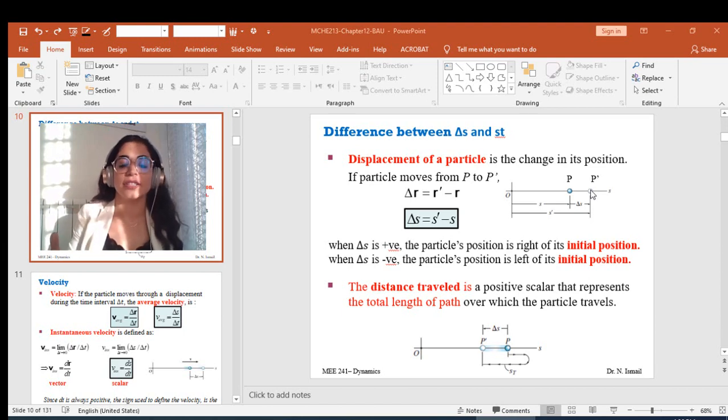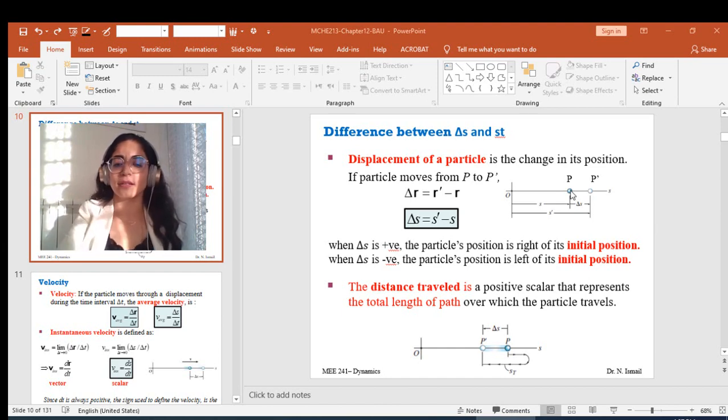And this is not the case for the distance traveled. The distance traveled, ST, depends on the path followed by the particle to reach P prime. Which means, guys, if I am at P now, and I need to find ST, followed by me to reach P prime, I have to find the whole path followed by this particle or by this body to reach P prime. It's not only OP prime minus OP.